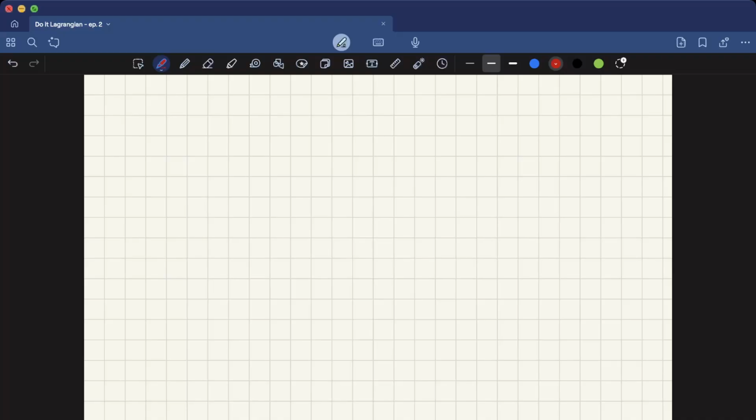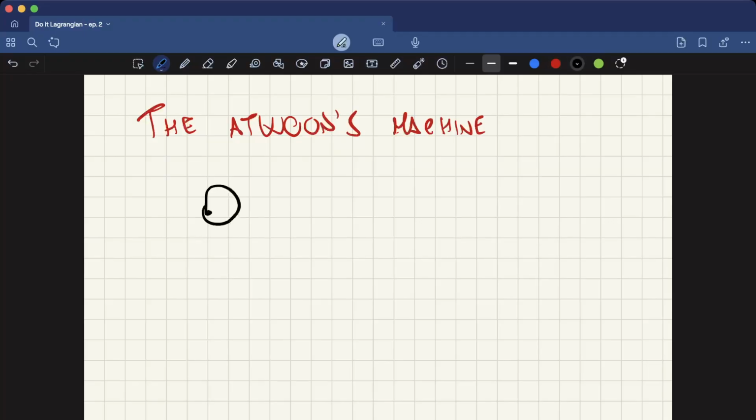This is Do It Lagrangian, and in today's episode we will treat the Atwood machine, which in Italy we simply define as a pulley with two masses and a cord. So let's go. We will consider a pointwise pulley because we don't want to have situations which are too complicated for these cases, but we will introduce a more complicated scenario later.